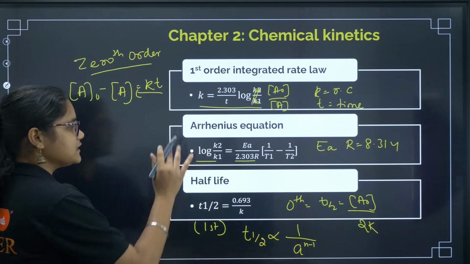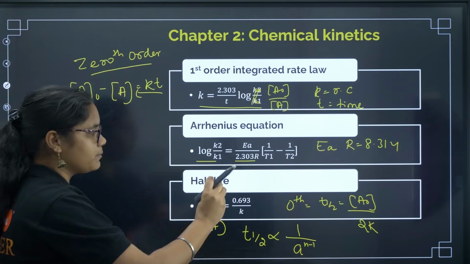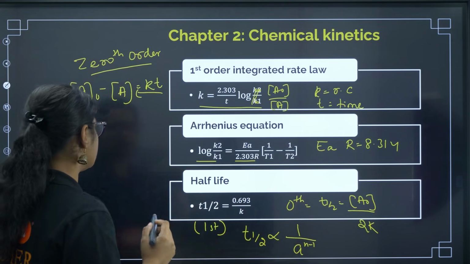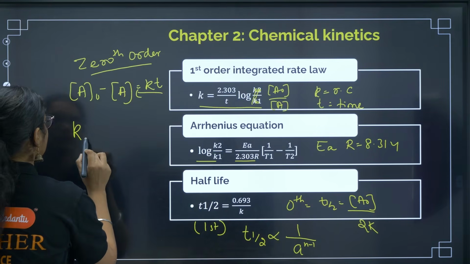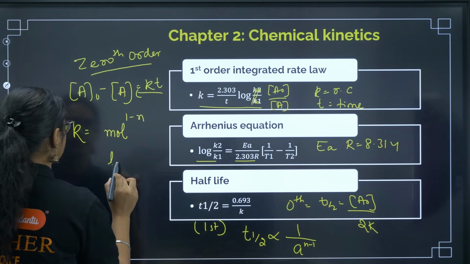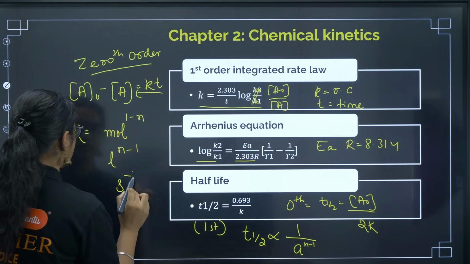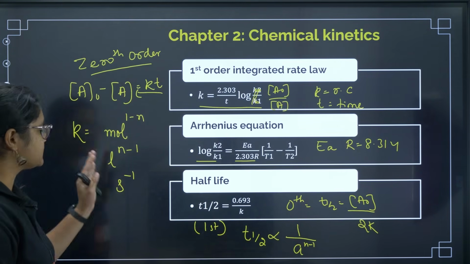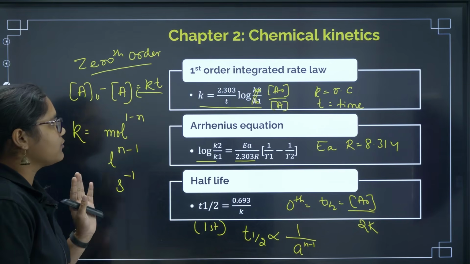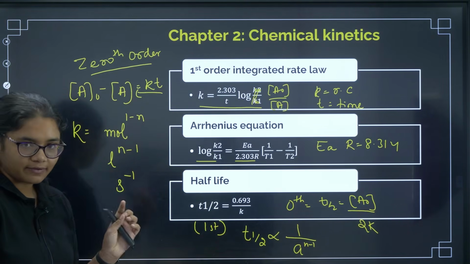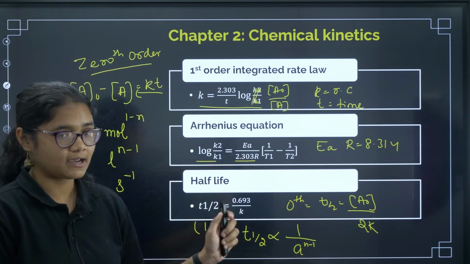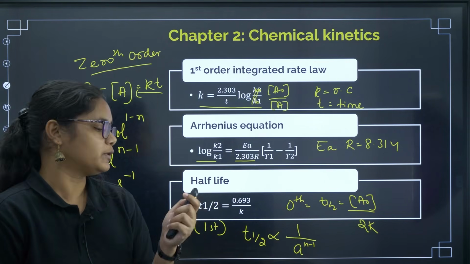Now these are three important topics from where questions are asked, the most important formulas. Apart from this, what else can you know? The unit of k is mole to the power of 1 minus n, liter to the power of n minus 1, second inverse. So this is the general unit of k. You have to revise these formulas and do some numericals from these topics. Do not leave this chapter, it is a very easy and scoring topic.